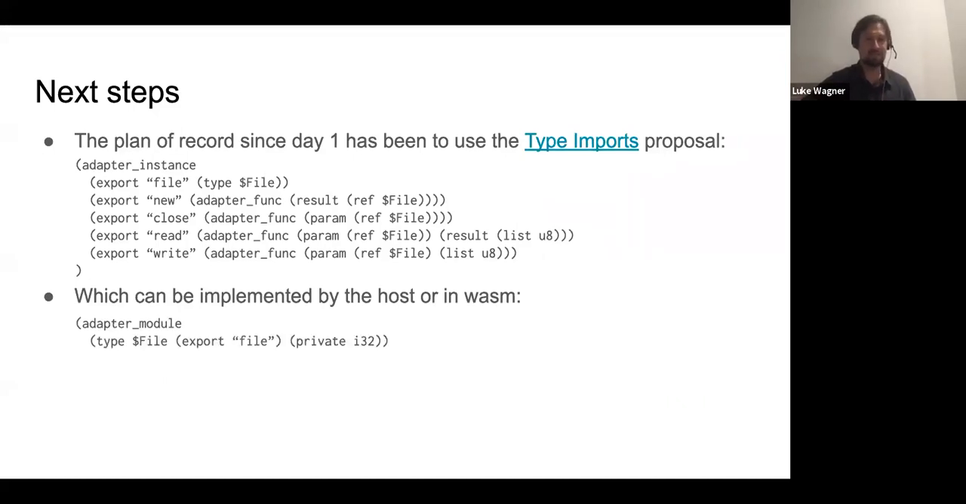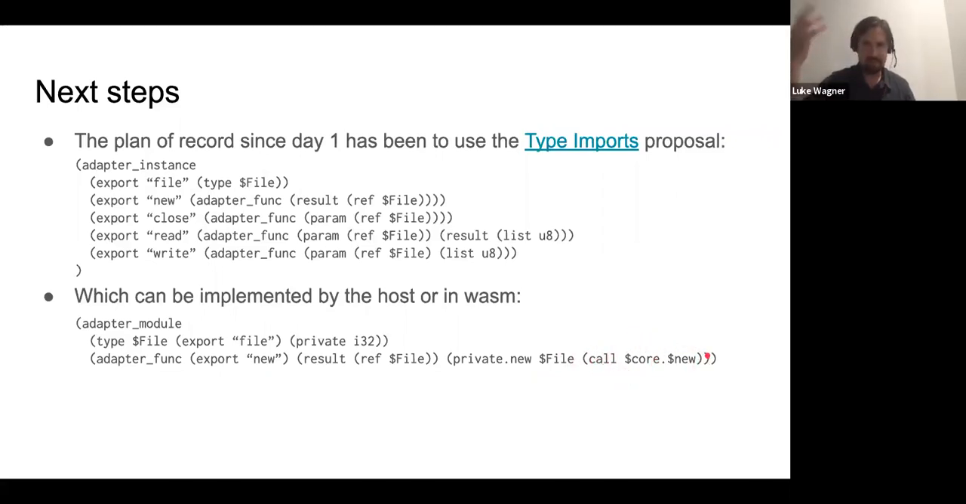So to implement this, again, in type imports proposal terminology, I could make a type, I could export it, and I would use this private thing, which is more recently added to the type imports proposal, to say, I'm actually sticking an I32 in this thing, but don't let anyone on the outside see it. And then using this, if I want to make my new function, and I want to return a file, I can say private.new. I want to make a new file given, let's say I call this core new function, it returns an I32, which is like a pointer to a file, and I box it up into a file, and then I return that as an opaque reference.